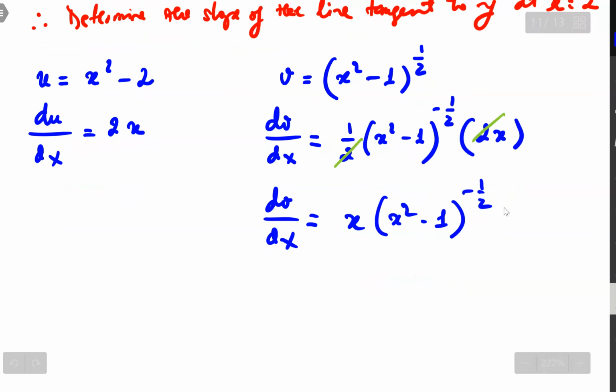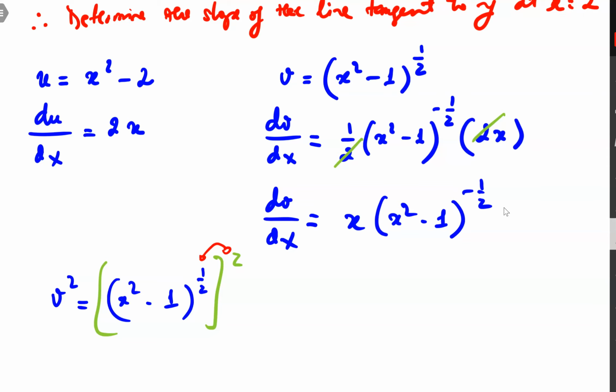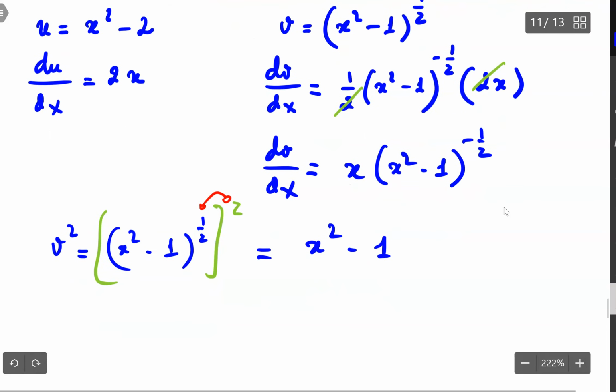So what about v squared? Okay, v squared is x squared minus 1, all of it raised to the exponent a half, and you raise all of this to the exponent 2 because you square your entire function. Then you take this multiplied by that, so a half times 2 is just 1. So in the end, you should have x squared minus 1 as v squared.